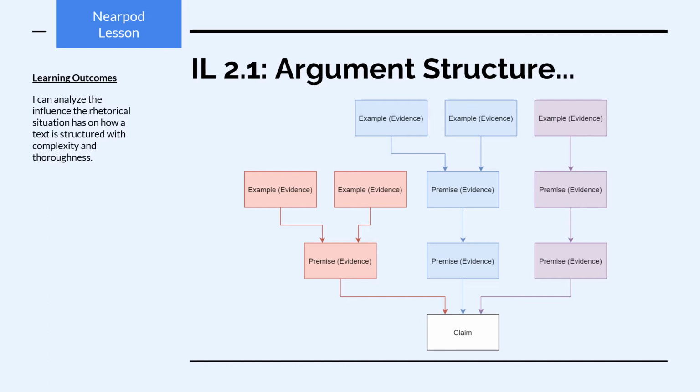So there's a lot of different shapes that this can take, but at its heart, we need to understand that a primary claim in an extended argument is usually supported by multiple lines of reasoning.